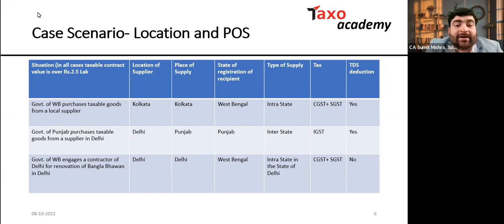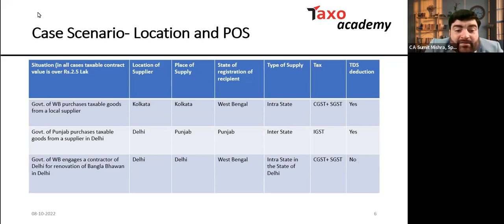Again, coming to the next point: location of the supplier, Delhi. Place of supply, Punjab, because supply is being made by the supplier to the government of Punjab. State of registration of the recipient, again Punjab. In this case, the supplier is located in Delhi, place of supply is Punjab, and recipient location is Punjab. It means it's an interstate transaction. Again, IGST will be deducted at the rate of 2% and shown in the return. Now, the third point is coming, which I can relate to that particular line I wrote earlier.